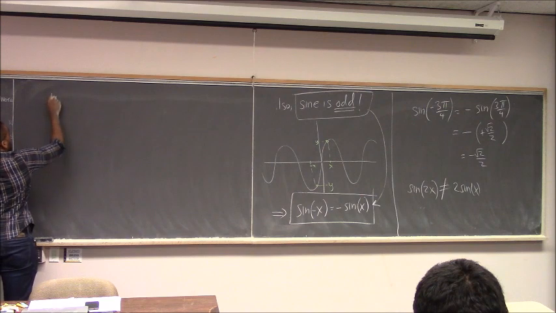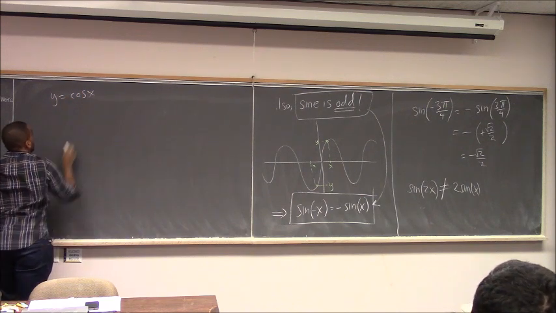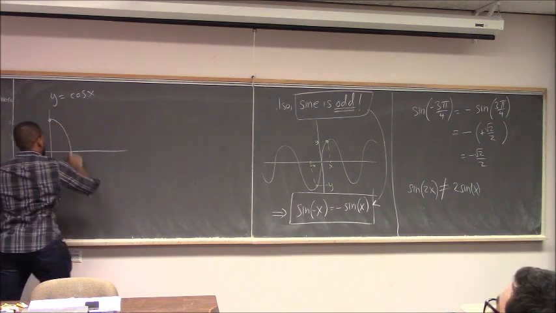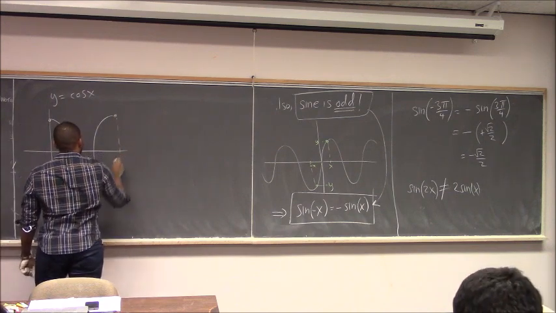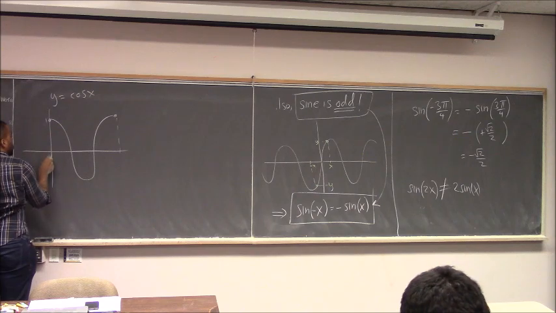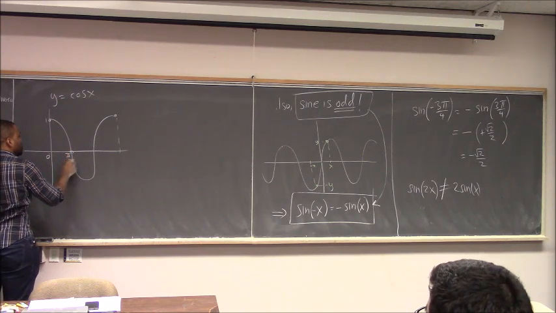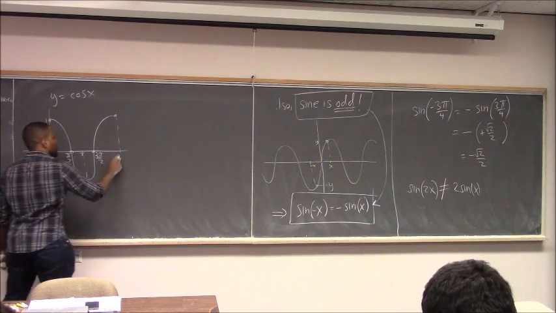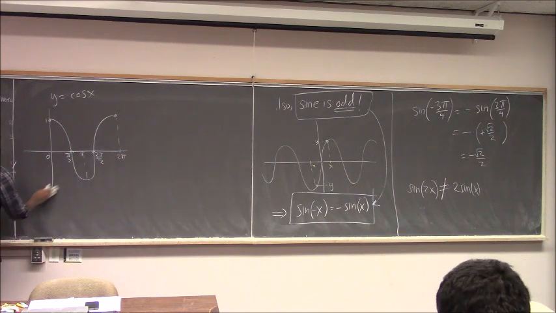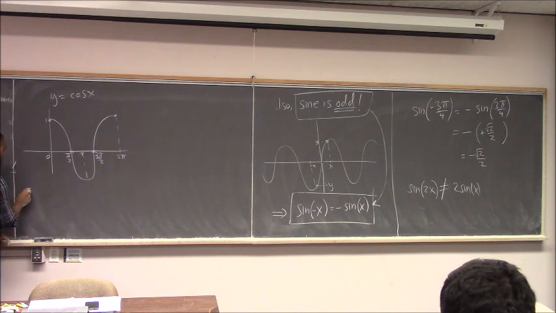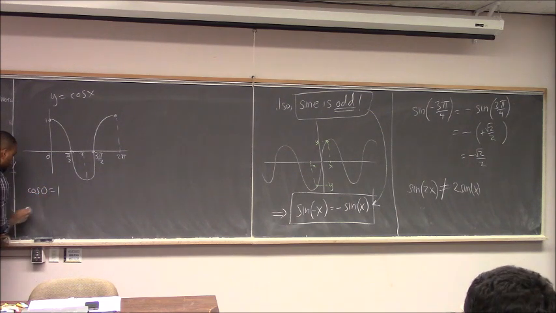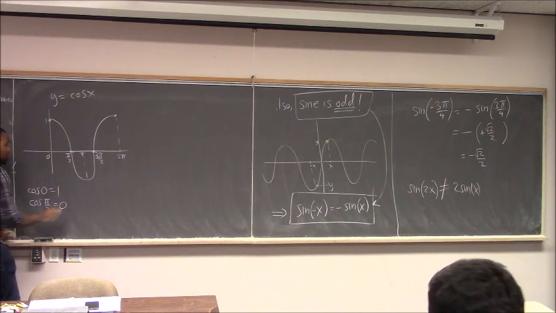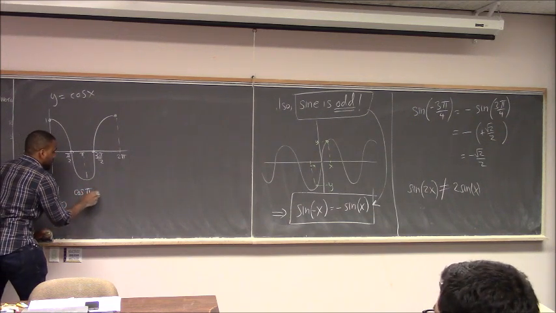So now, if you're looking at the cosine graph, that looks like this. So remember, it hits 1 at 0, hits 0 at pi over 2, 0 at 3 pi over 2, it hits negative 1 at pi, it's 1 at 2 pi. So we immediately know a few values. Cosine of 0 is 1, cosine of pi over 2 is 0. You know that cosine of pi is negative 1.